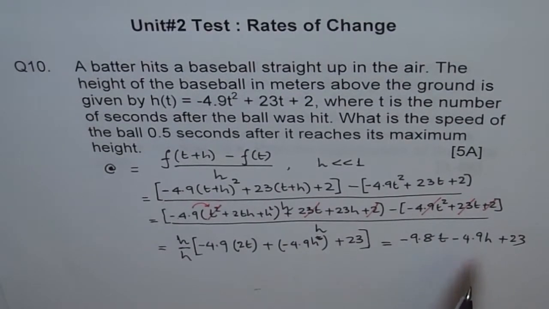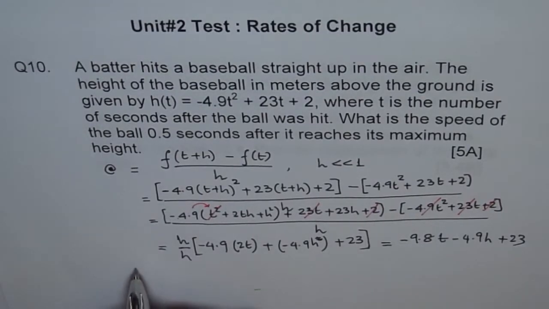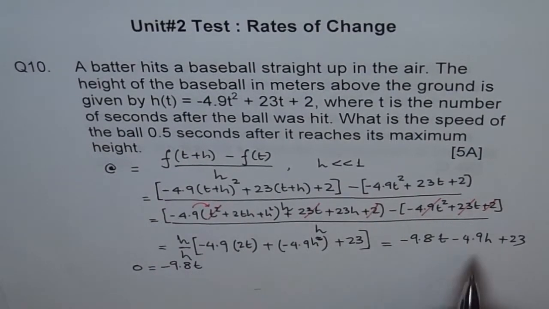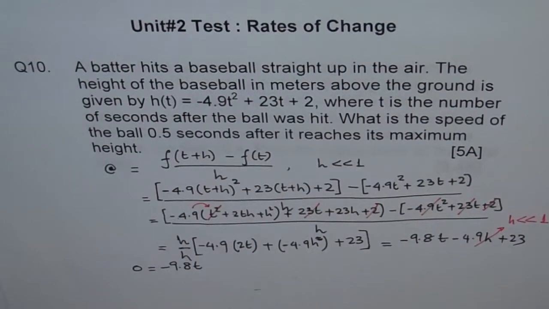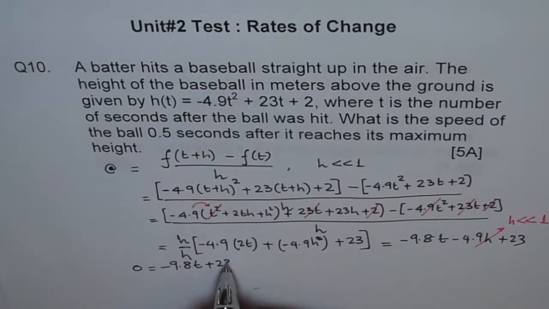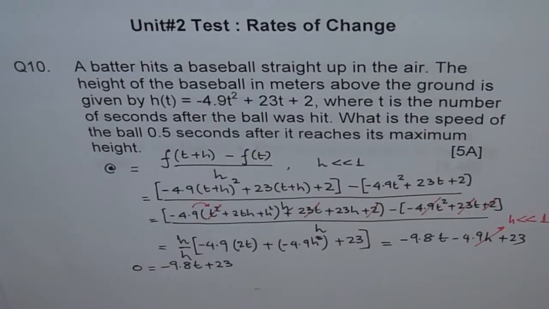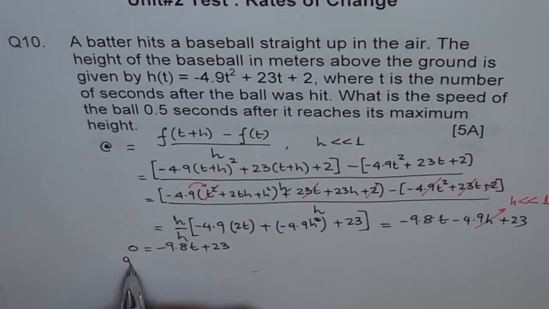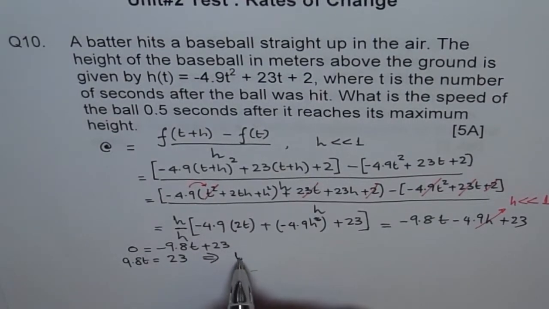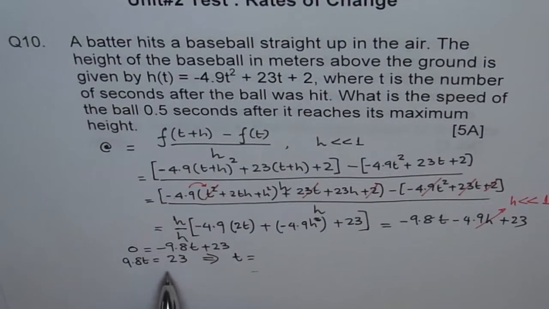Now, the question is, we want a point where the instantaneous rate of change is 0. So let's equate this to 0. So we have 0 equals, now I'll write minus 9.8t, and I'm neglecting this term since h is very, very small, right? So I'm writing just plus 23 here. Correct? Now let's calculate t from here. So we'll take 9.8 this side. So we say 9.8t equals 23, right? And from here, this implies t equals 23 divided by 9.8.